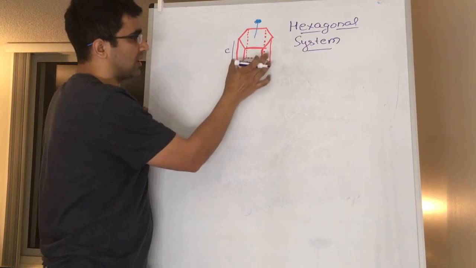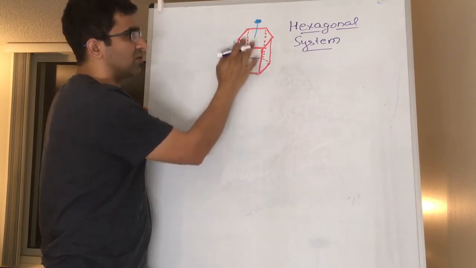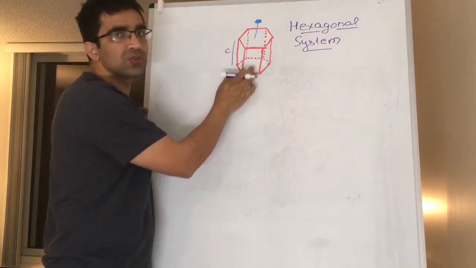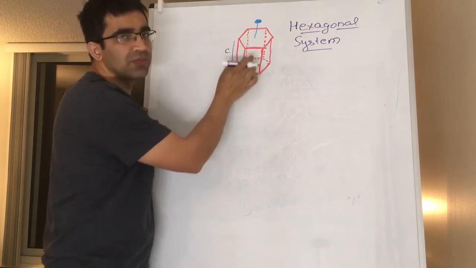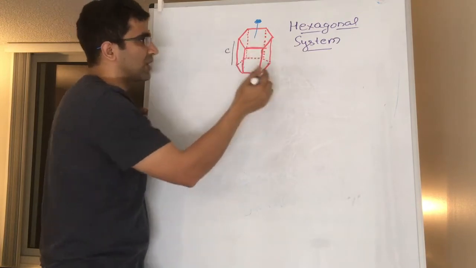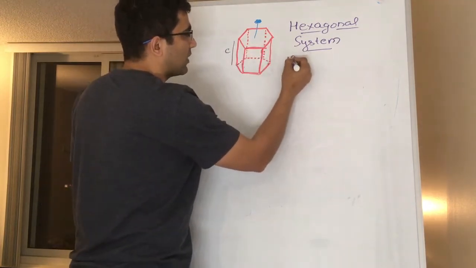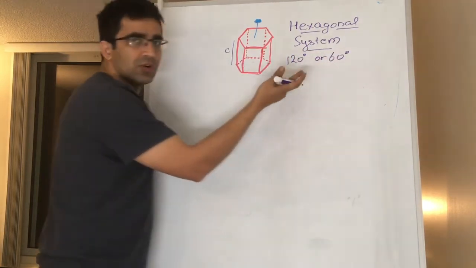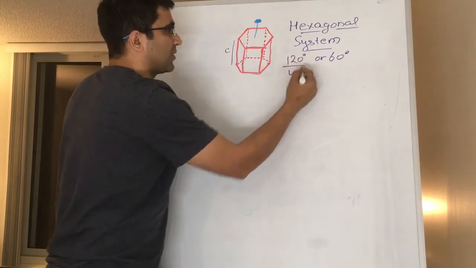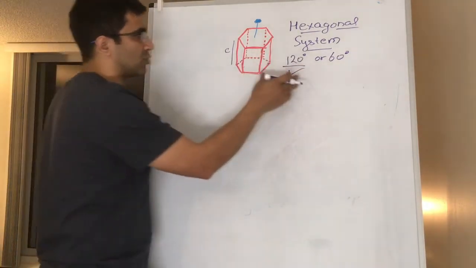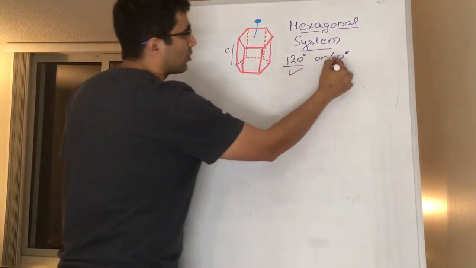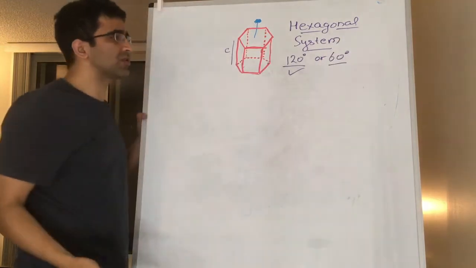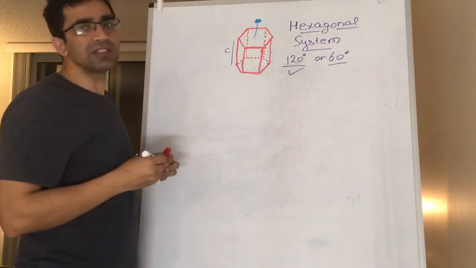In a hexagonal system you have this base and then you have the perpendicular planes to the base, and that is basically your C axis. So is the angle 120 degrees or 60 degrees? In short, this is the correct answer. Strictly speaking this is the correct answer, although some people may say that it is also 60 degrees. We'll see how this happens.